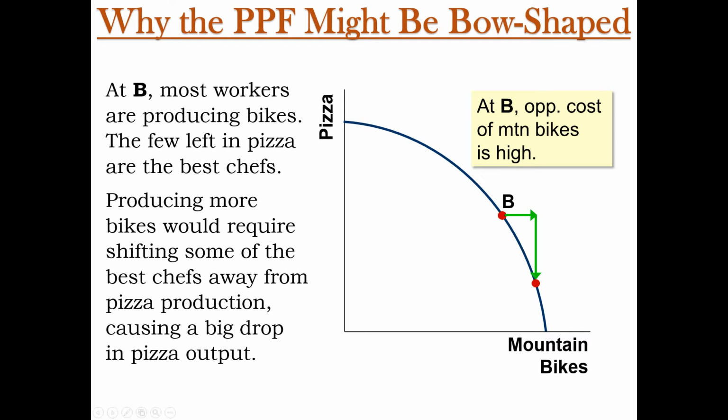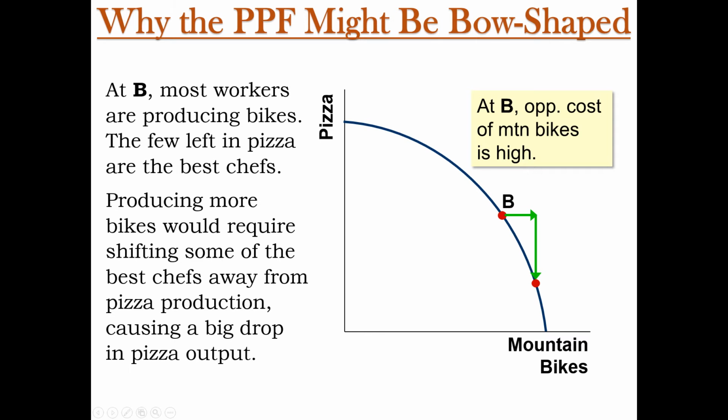Now, the reason is because once we get to point B, notice that we've probably already shifted everybody that's good at making mountain bikes over here. So now, if we want more mountain bikes, we're going to have to start asking people that are actually good at making pizzas. We're going to have to say, hey, you're actually the best at making pizzas, but now we need you to stop that and start making mountain bikes, okay? And remember, they're not that good at making mountain bikes. So we're going to gain relatively few mountain bikes for a big sacrifice of pizzas, okay?